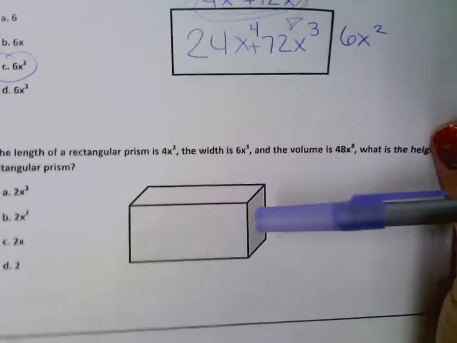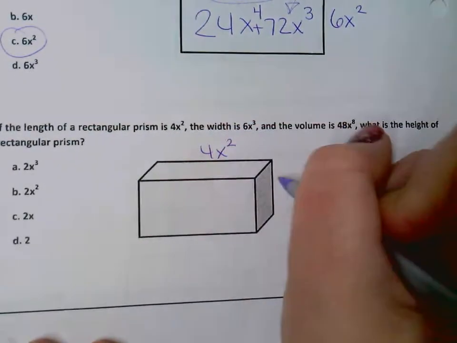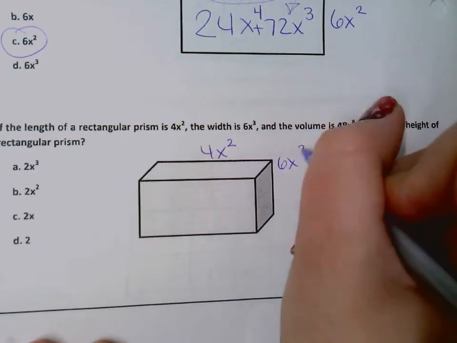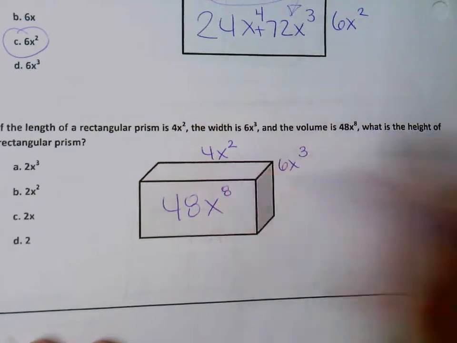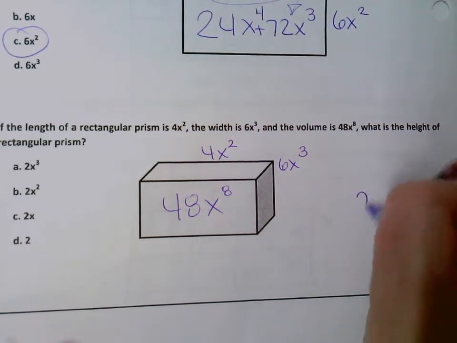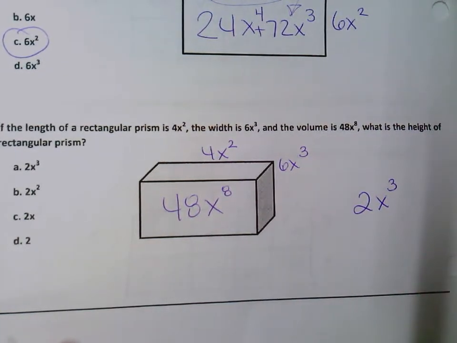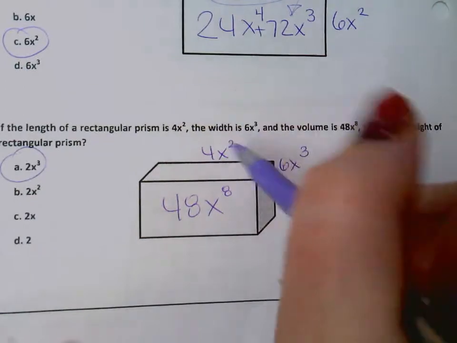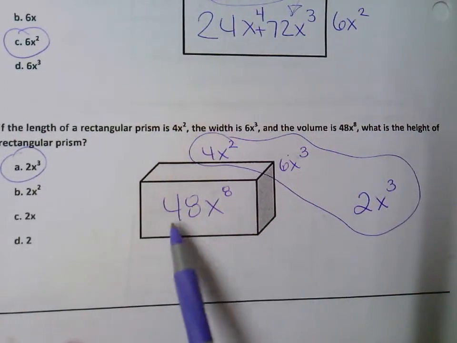And this one, the length is 4x squared, the width is 6x cubed, and the volume is 48x to the 8th. So this is 24, so I must have to multiply by 2, and I currently have x to the 5th. I need another x cubed, so 2x cubed. So this times this times this has to multiply to give you 48x cubed.